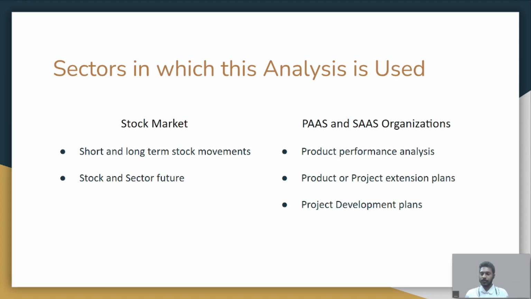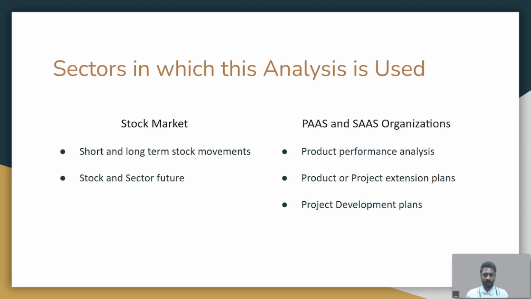Coming to the stock market, short and long term stock movements can be analyzed and predicted, whether the stock will go up or go down. Short term can be for a couple of days, a couple of months, or even for a minute, and long term can be 1 year, 1.5, 2 years, and so on.